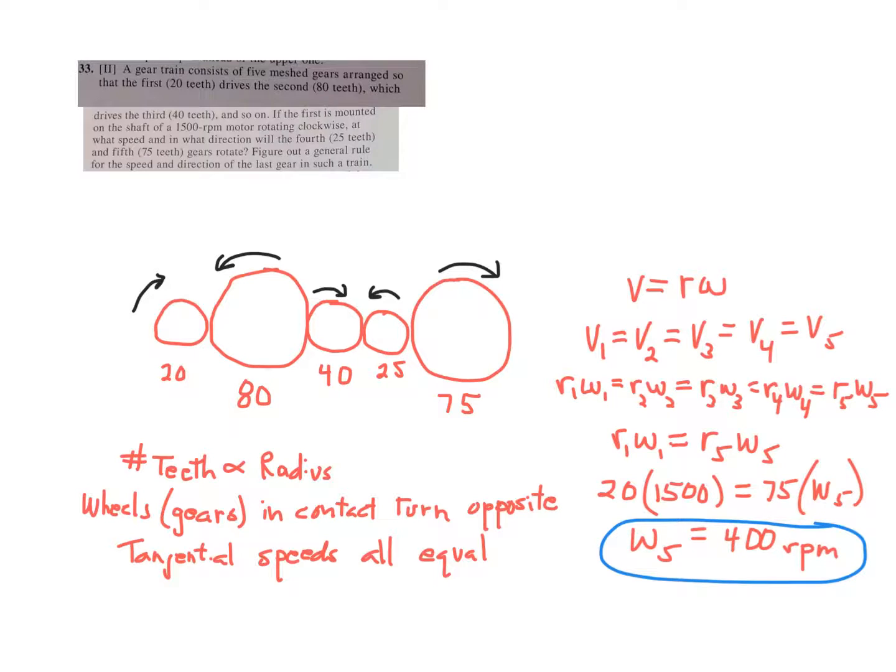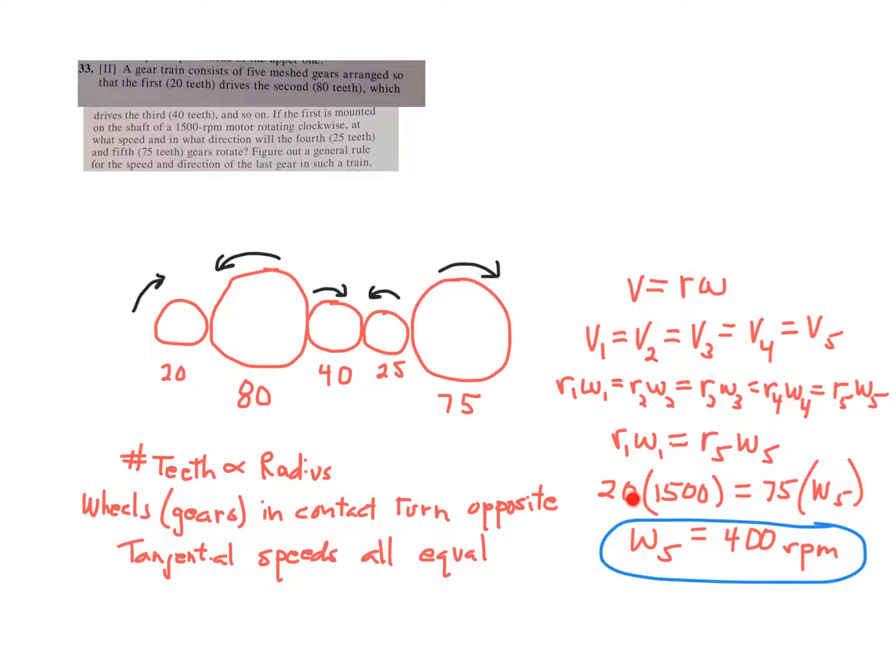And once again, if you just stick with RPMs, you don't need to do radians per second. The answer will come out in RPMs. So bottom line is that fifth wheel is spinning almost 1/4, not quite 1/4 as fast, because it's almost got the 4 times bigger radius.